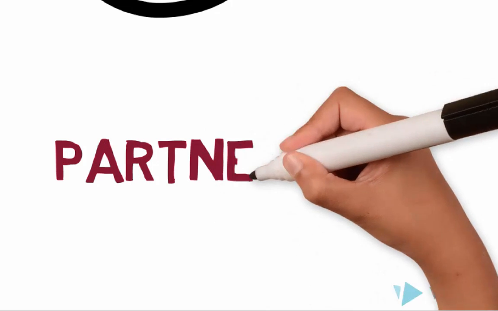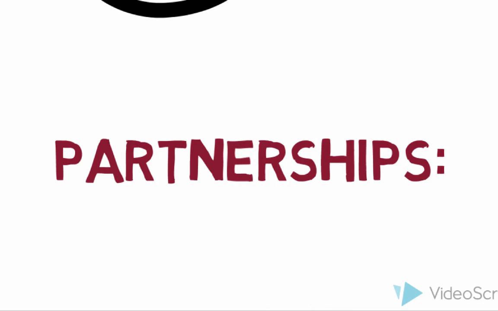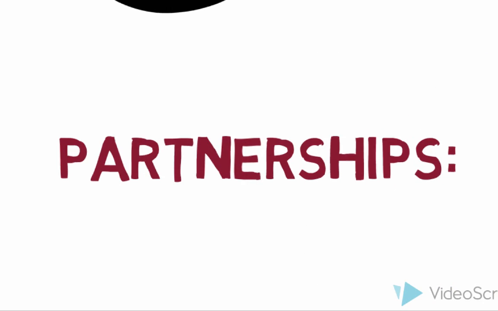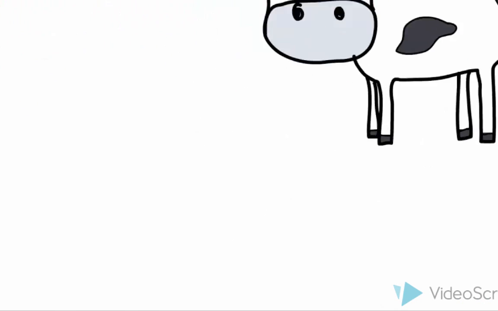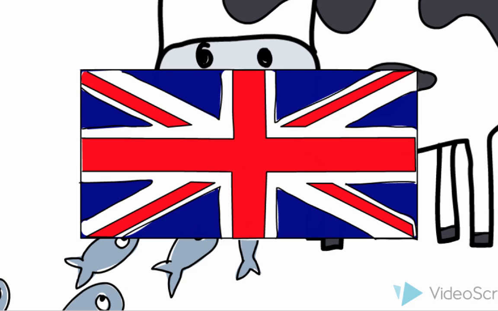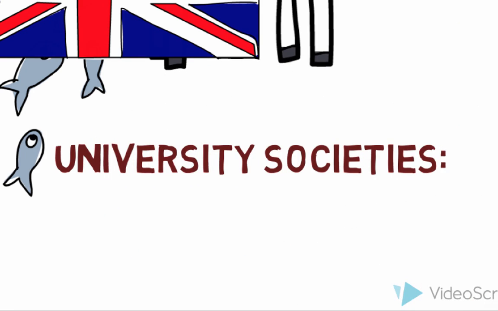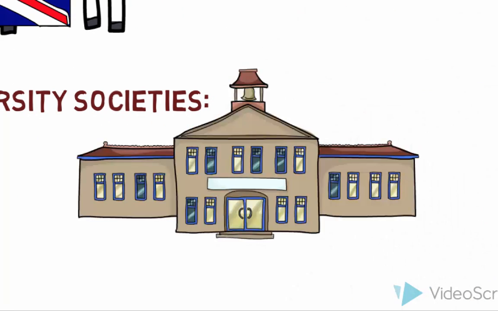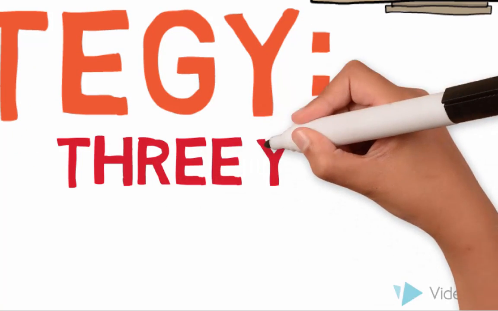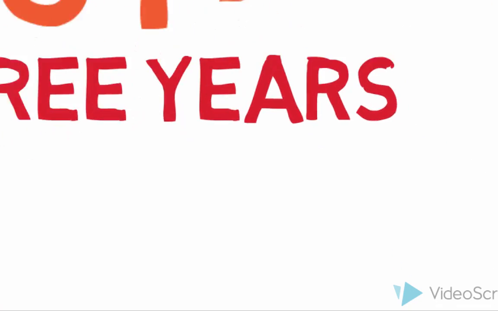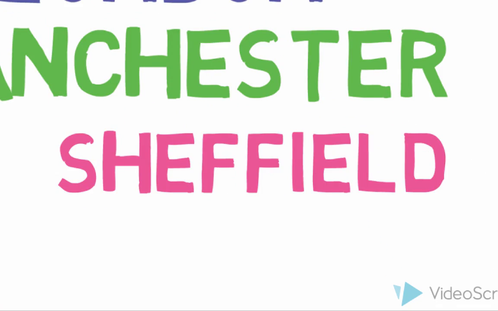Then let's talk about the partnership. Are You Hungry will make partnership agreements with 2 groups: suppliers, which consist of the farmers and the fishers, and various student societies, for example, the student unions. The last part is about the strategy. In the next 3 years, Are You Hungry is going to operate another 3 branches in London, Manchester, and Sheffield.